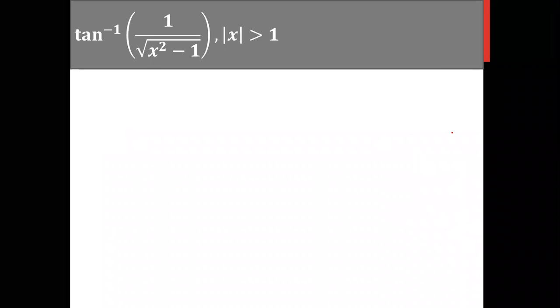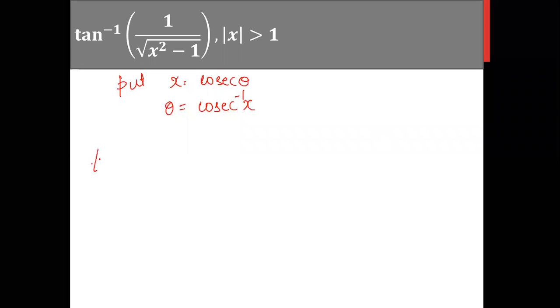So what is my substitution? Put x is equal to cosecant theta. Then what happens to theta? Theta is cosecant inverse x.